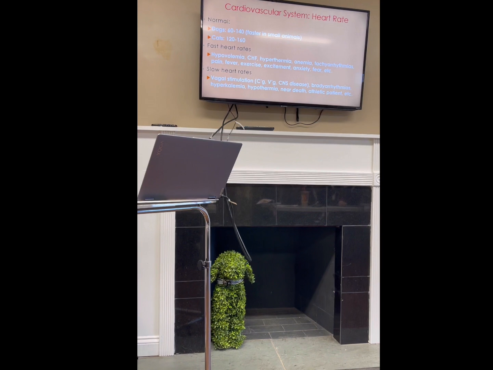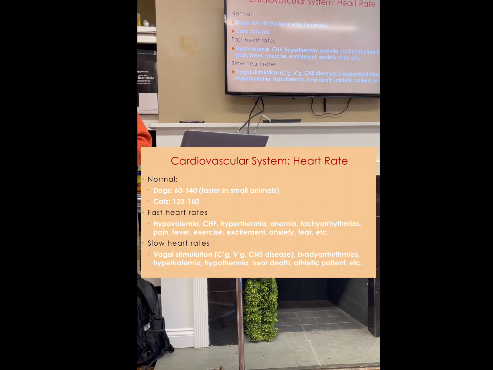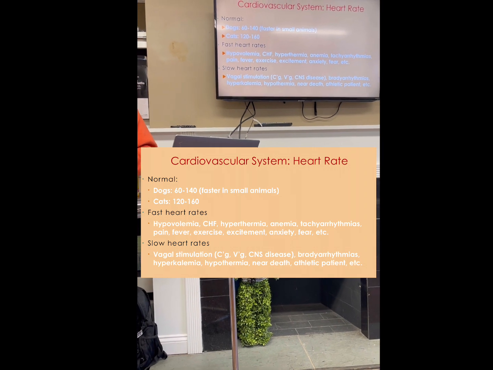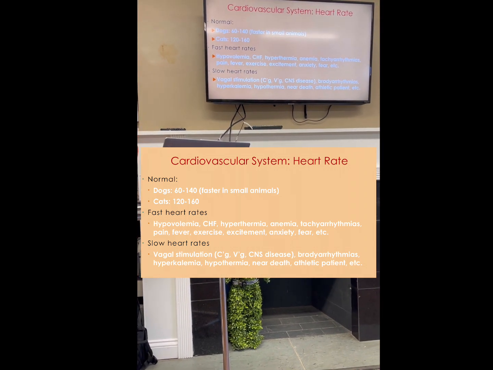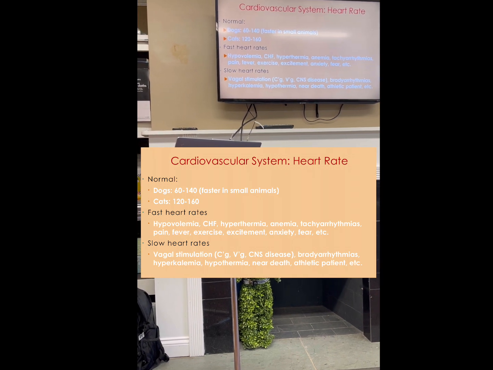Heart rates, you guys know this, normal heart rates in dogs, 60 to 140 with a smaller dog being faster. Cats, they tend to be a little bit faster in general, especially in an in-clinic hospital situation. Actually, at home and at rest, their normal heart rates are the same as the dogs, but because they're so easily excitable, in the clinic setting, we say about 120 to 160 is what we expect for this.